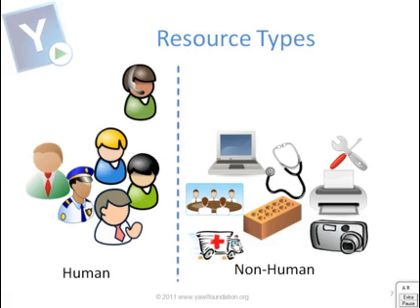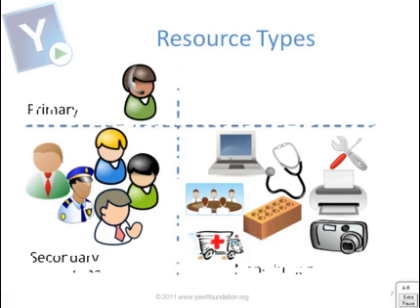Okay, so we now have two different sorts of resources, which can be neatly divided into human resources and non-human resources. But there is another way of looking at resources, and that's to split them into a primary resource and a number of secondary resources.